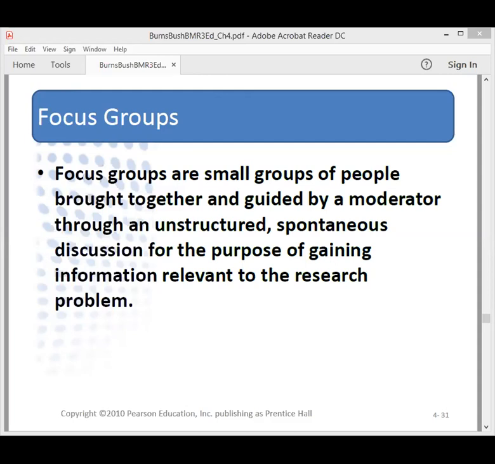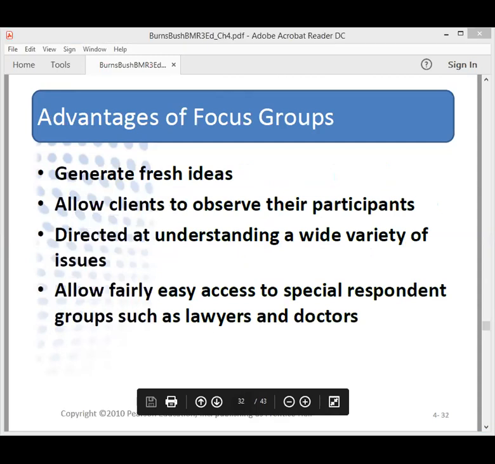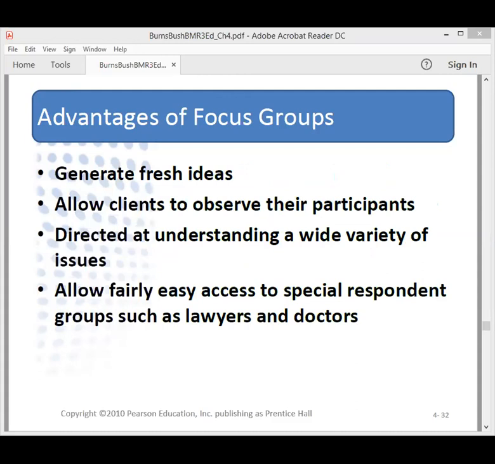Some of the advantages of focus groups are, of course, they generate new ideas. They allow clients to observe their panel members who represent their consumers. You can look at understanding a wide variety of issues, and they're a fairly easy way to respond.